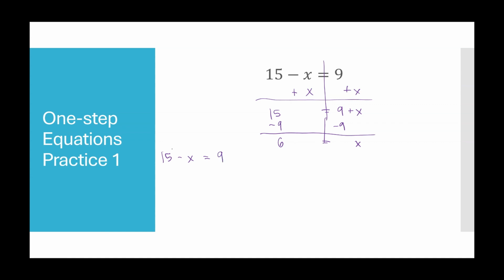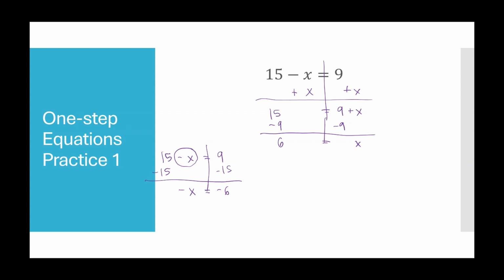So I need to get rid of this 15. It's a positive 15, so I'm going to subtract 15 on both sides of the equation. I have 9 minus 15 is negative 6. And on this side I have, be careful, this is a negative x. Make sure you bring down that negative sign with you.